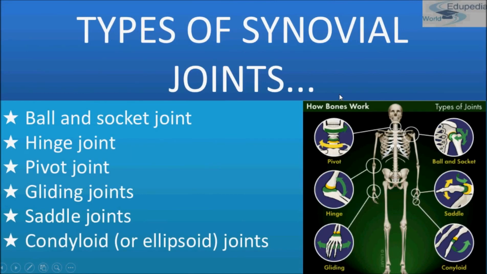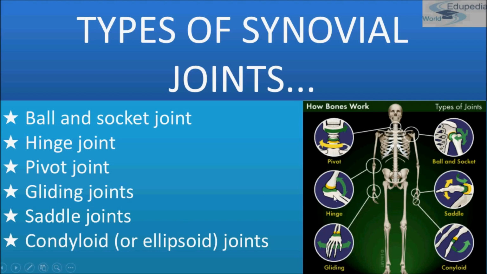Now, types of the synovial joint, as I have told you, are 6 in number. First is your ball and socket. It is found between the humerus and the pectoral girdle. Pectoral girdle means the shoulder joint. Then comes your saddle joint, which is between the carpal and the metacarpal of the thumb. Third is your condyloid, which is again a category of the synovial joint. And then comes your gliding joint, which is the one between the carpals of the fingers.